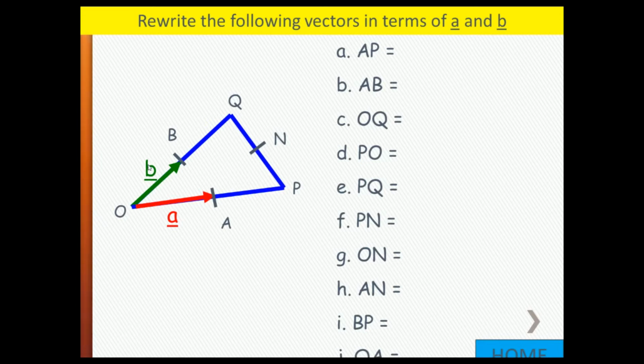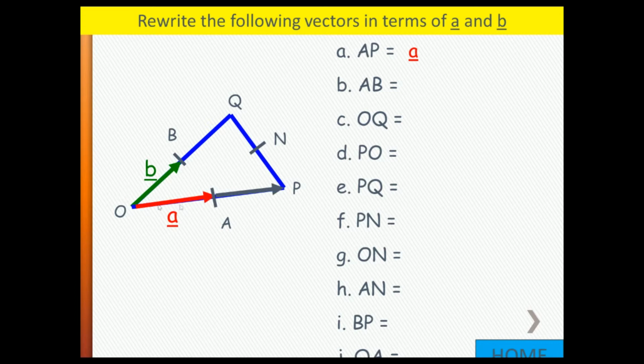Last but not least, rewrite the following vectors in terms of A and B. Now, we've got to do AP. Okay, so we know that A is this length here. If I tell you A, B, and N are the midpoints of each of those lines, AP is the same length and the same size as that one there, so it's just equal to A.